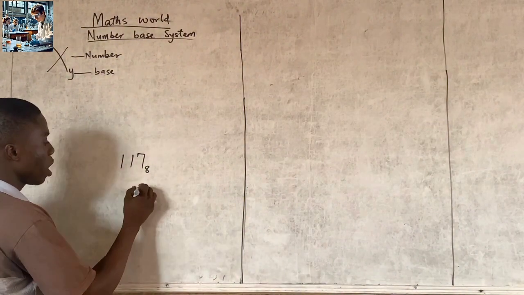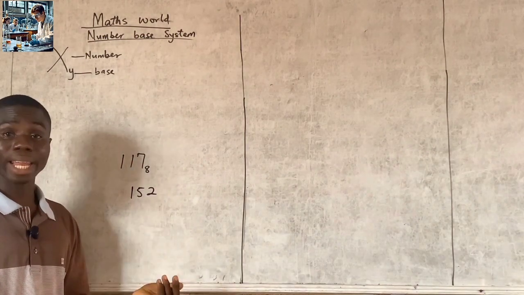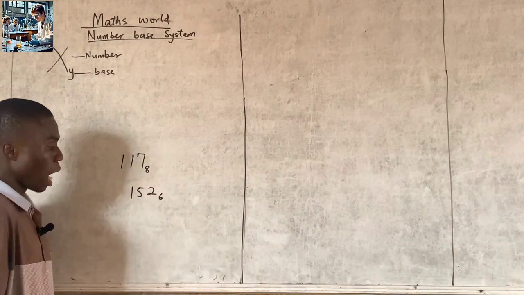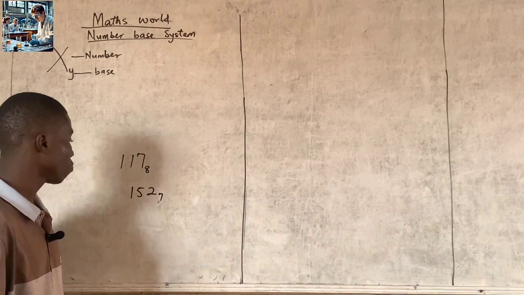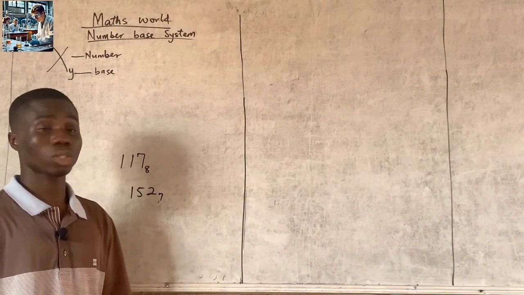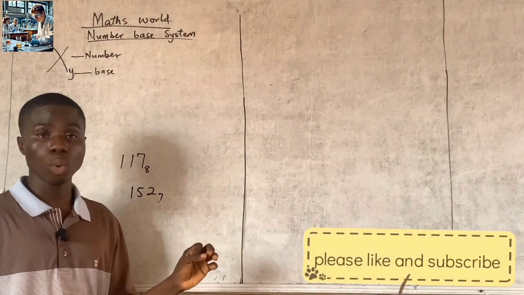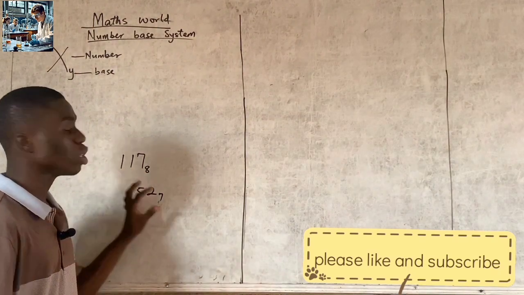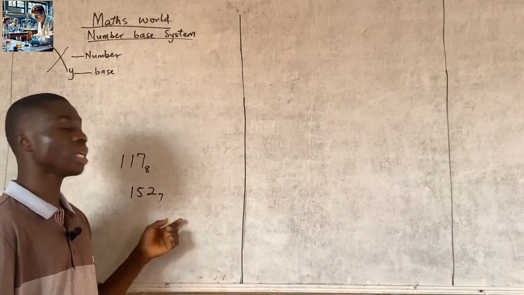Now, for instance, if I write 152, the highest number here is 5. What can I give it? I can give it base 6. If I like, I can give it base 7. If I like, I can give it base 8, base 9, and so on and so forth. Do you understand now? So whenever you have this, you must be able to give yourself a question and analyze if the question is correct or not. Seeing this, you can see that the question is correct.